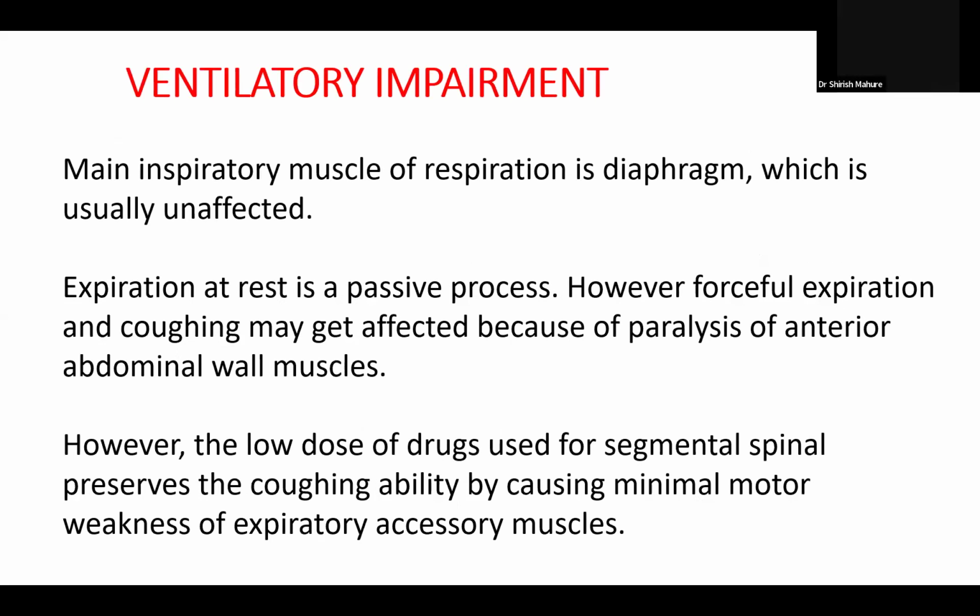Moving to ventilatory impairment, the main muscle of respiration is the diaphragm, which is usually unaffected. Expiration at rest is a passive process. However, forceful expiration and coughing may get affected because of paralysis of the anterior abdominal wall muscles. However, the low doses of drug used for segmental spinal preserve the coughing ability by causing minimal motor weakness of the expiratory accessory muscles.